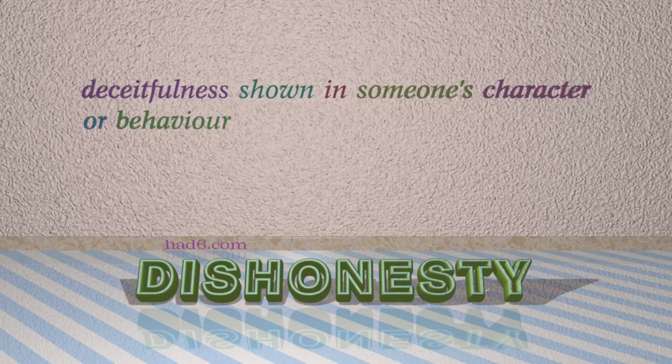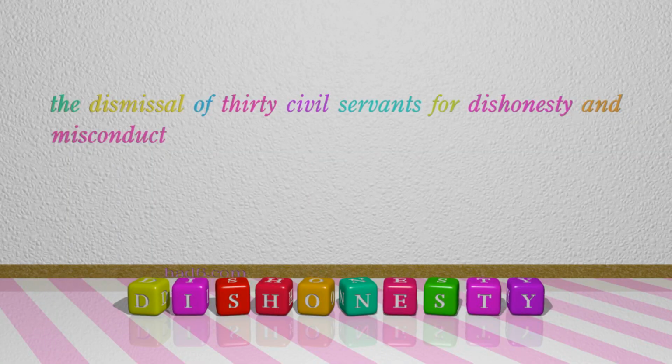Number 6. Dishonesty. Which means deceitfulness shown in someone's character or behavior. Dishonesty. For example, the dismissal of 30 civil servants for dishonesty and misconduct.